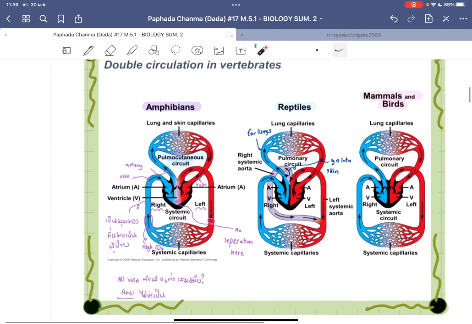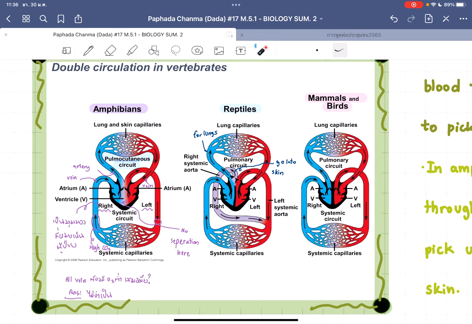This is the picture of amphibians, reptiles, and birds. You can see the brain here. This part is a little bit separate, but it's not completely separate.